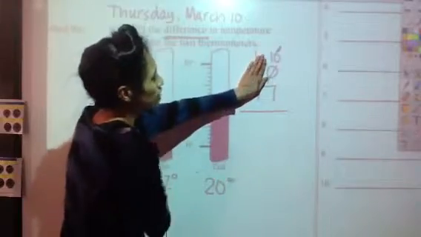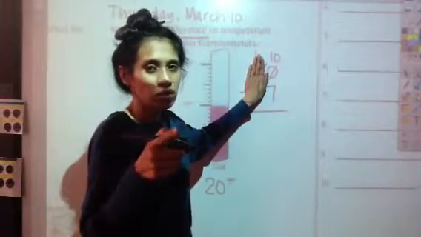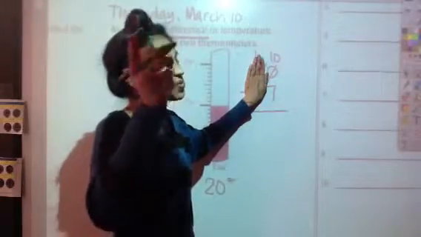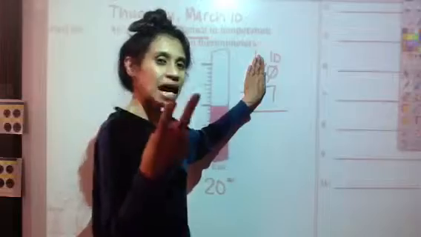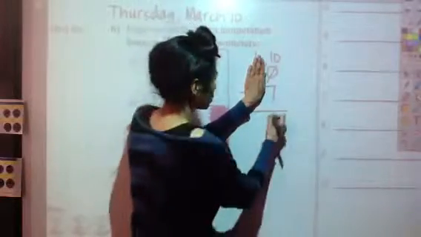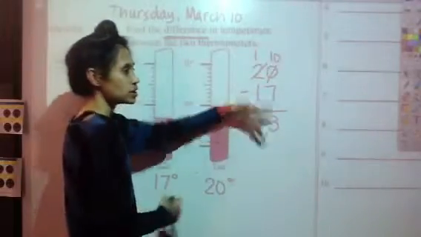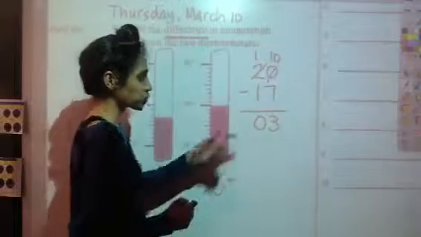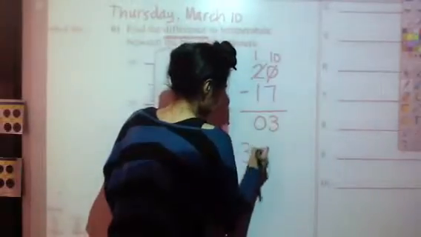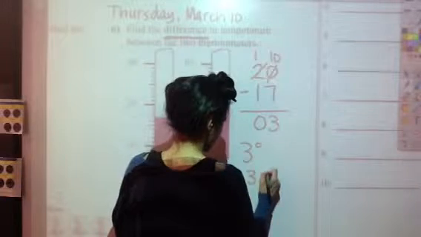So now we subtract 10 minus 7. What's that? You should know. What's your fact family? Or count up from 7. 7, 8, 9, 10. That's what? 3. And then 1 take away 1 is what? 0. So what was the difference? 3 degrees. So you can write 3 degrees like that, or you can write with the word 3 degrees.